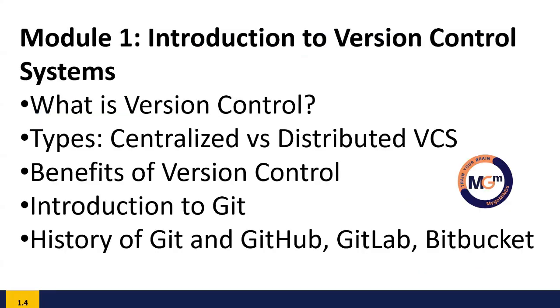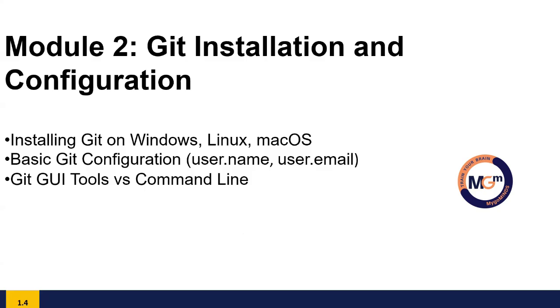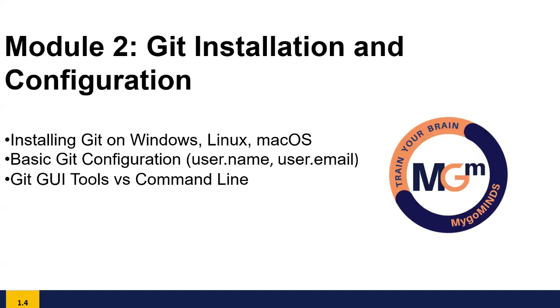Okay, so what we will cover in this class, we will cover module 1, introduction to version control system. What is a version control system? Types: centralized and distributed version control system. Benefits of version control system, introduction to Git, history of Git and GitHub, GitLab and Bitbucket. Then installation and configuration, guys: installing Git on Windows, Linux, Mac OS, basic Git configurations, and Git GUI tools versus command line.